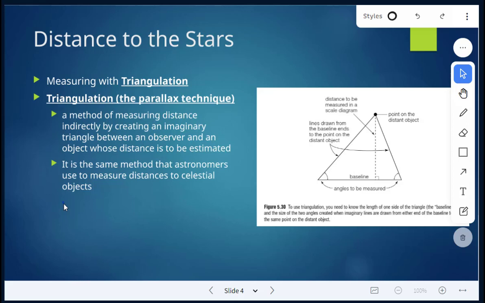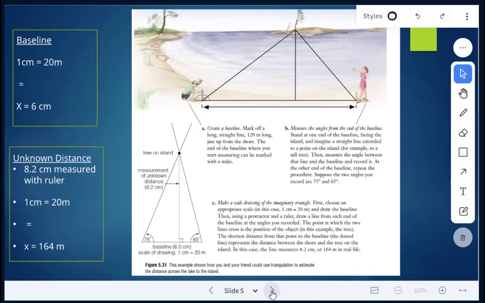So you need to know the length of one side of the triangle, which is the baseline, and then the size of these two angles that are created when imaginary lines are drawn from either end of the baseline to the same point on the distant object. And then we would measure this distance once we've created our triangle on paper using ratios, and then we can estimate that distance to the object. So let's take a look at this example here.